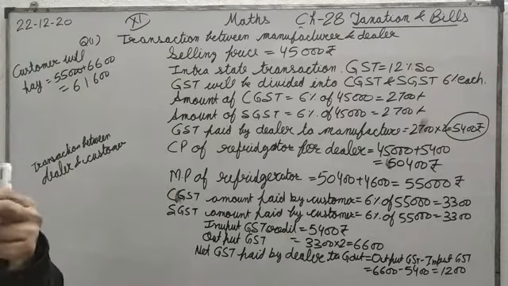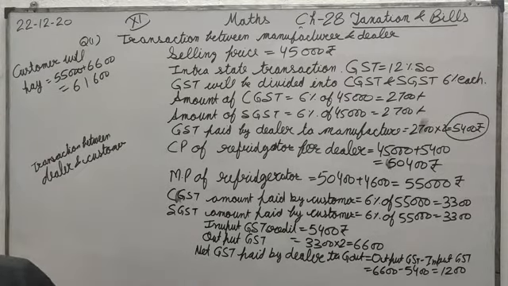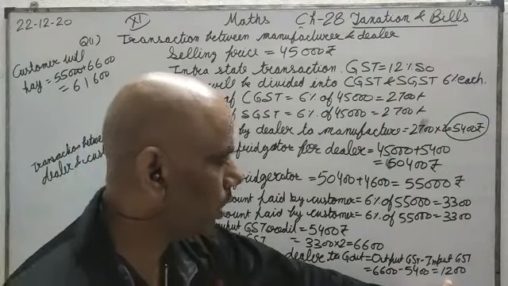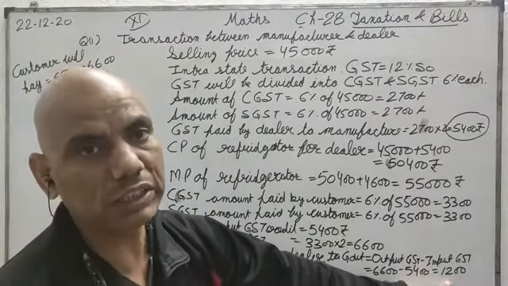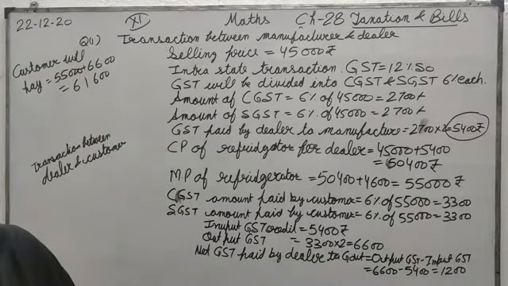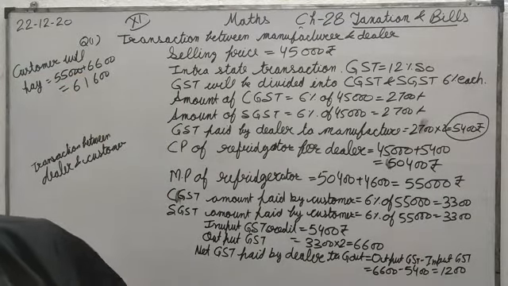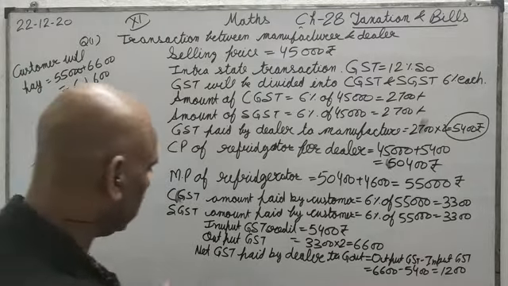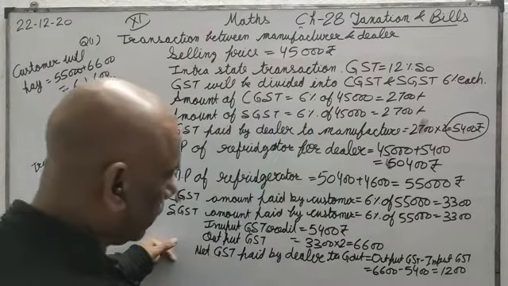Now you can ask, see what he is asking. The amount of GST paid by the dealer to the state and central government. So this is the amount, 1200. This 1200 dealer will have to pay to the central and state government. Of the total GST received by the central and state government, so total GST received by the central government will be this.